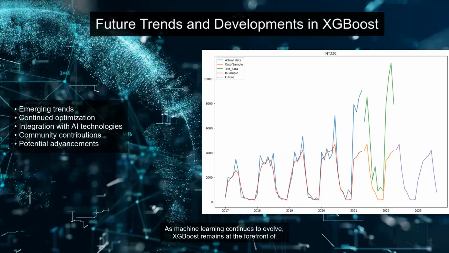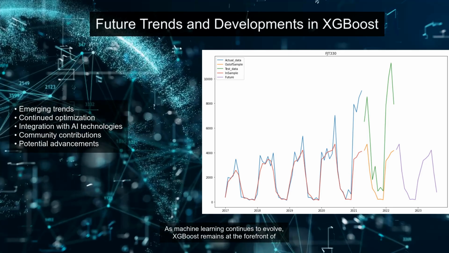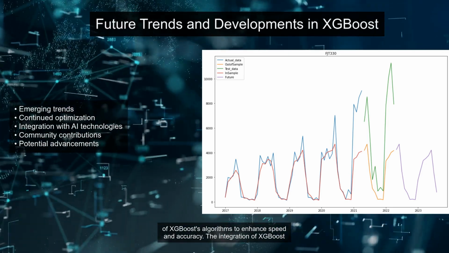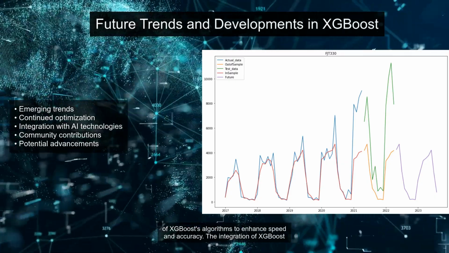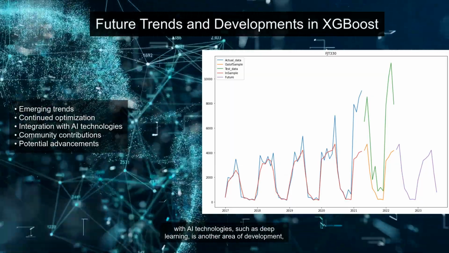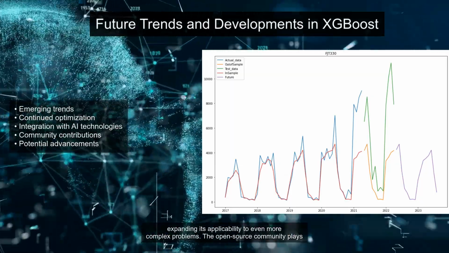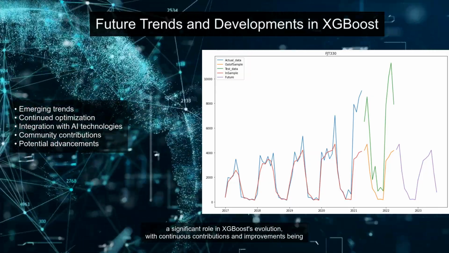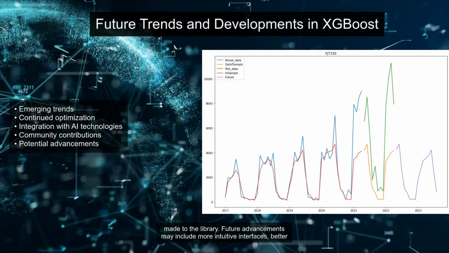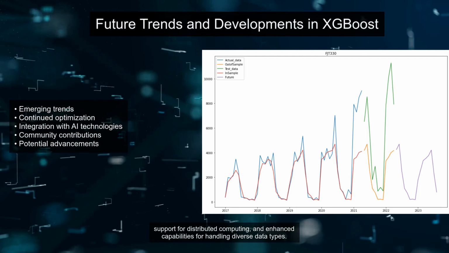As machine learning continues to evolve, XGBoost remains at the forefront of innovation and development. Emerging trends in the field point towards further optimization of XGBoost's algorithms to enhance speed and accuracy. The integration of XGBoost with AI technologies, such as deep learning, is another area of development, expanding its applicability to even more complex problems. The open source community plays a significant role in XGBoost's evolution, with continuous contributions and improvements being made to the library.